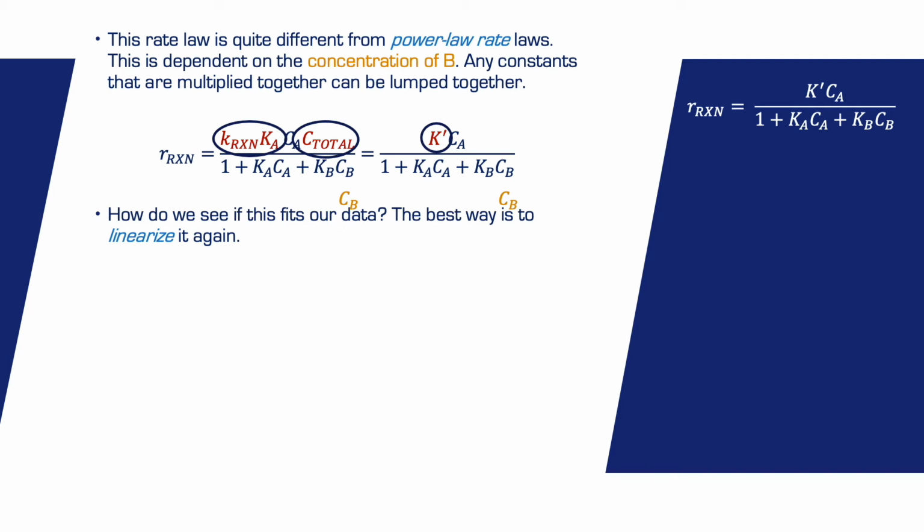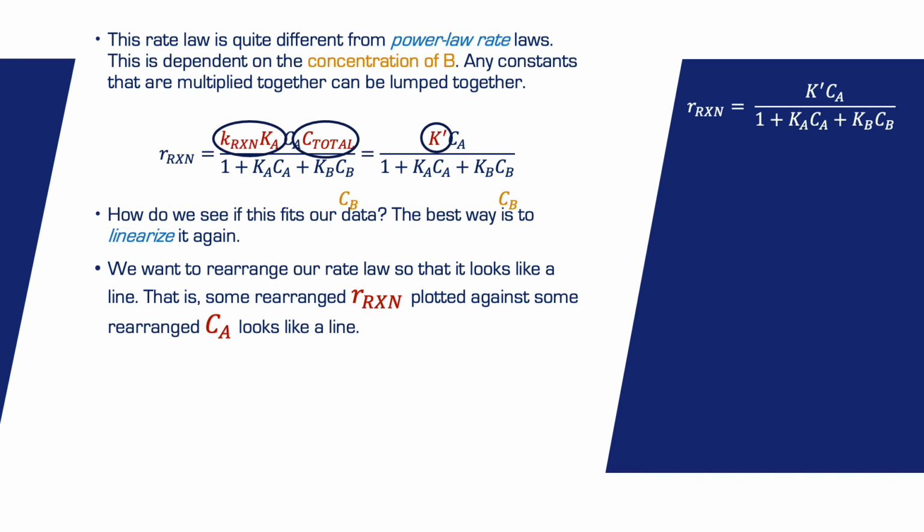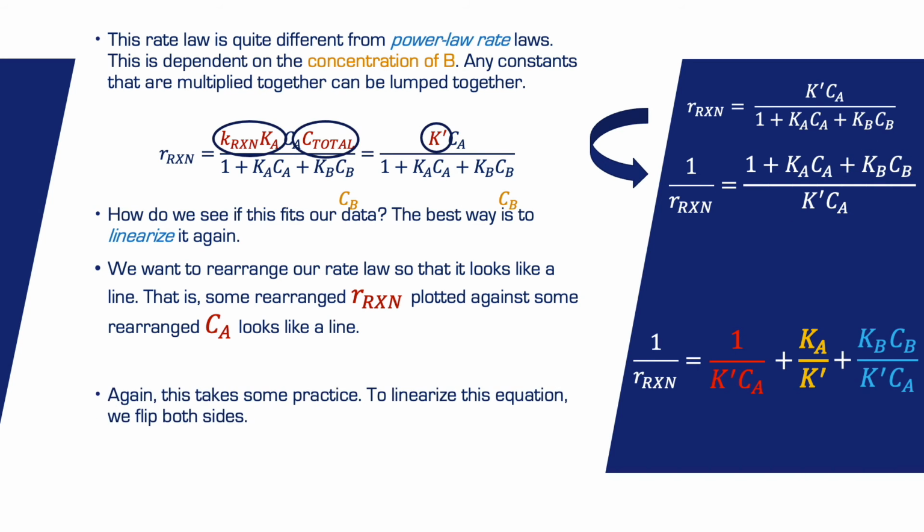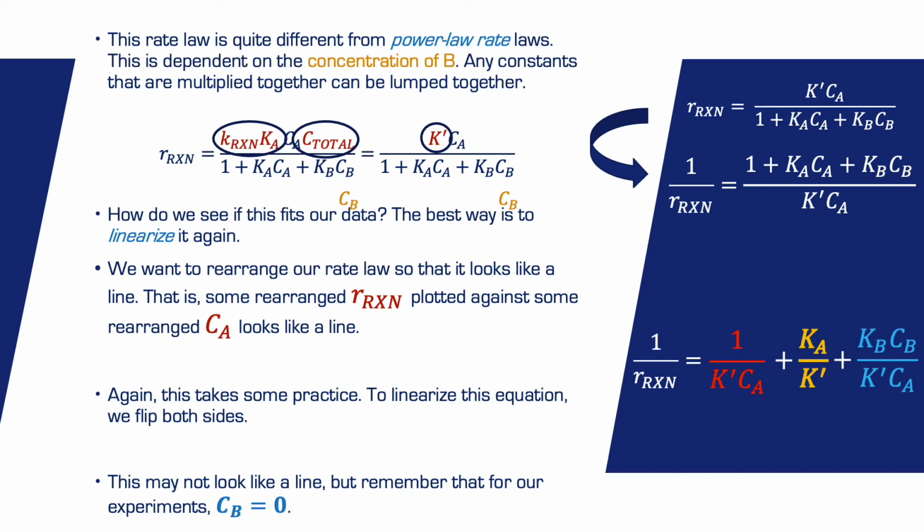How do we see if this fits our data? The best way is to linearize it again. We want to rearrange our rate law so that it looks like a line. That is, some rearranged rate of reaction plotted against rearranged concentration of A, which looks like a line. Again, this takes some practice. To linearize this equation, we flip both sides. This may not look like a line, but remember that for this experiment, the concentration of B equals 0.